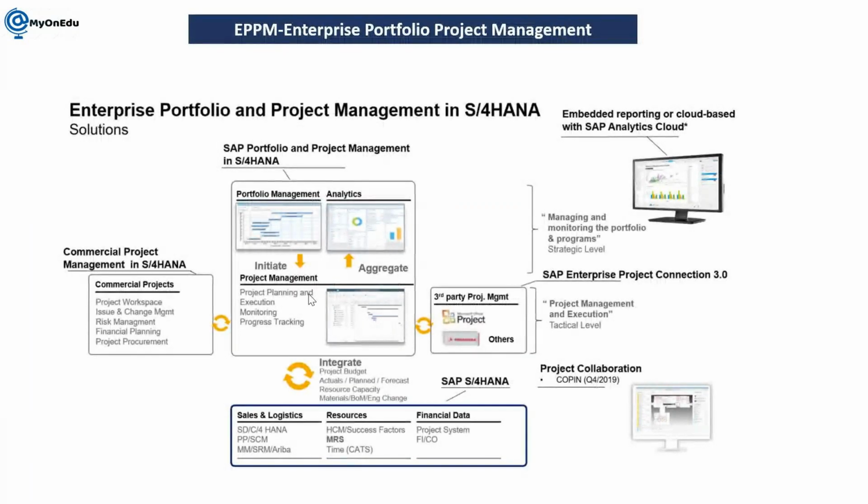So here if you see the EPPM, Enterprise Portfolio and Project Management, basically this is a package of modules. Okay, or you can say this is a package of solutions of project management. Okay, just to understand, it has multiple modules within it. The major four modules are project system, PS, portfolio project management, PPM, commercial project management, CPM, and EPC, enterprise project connector.